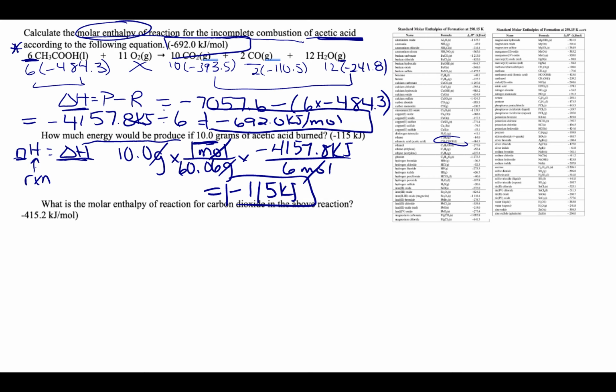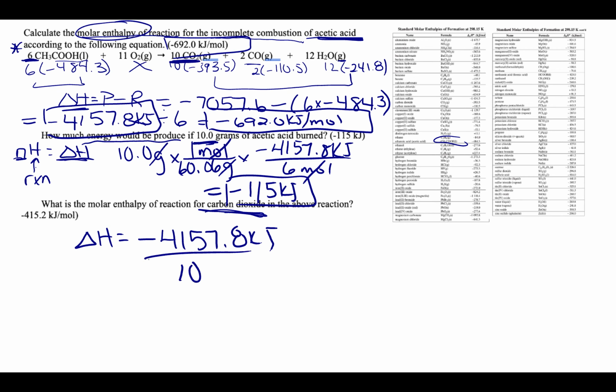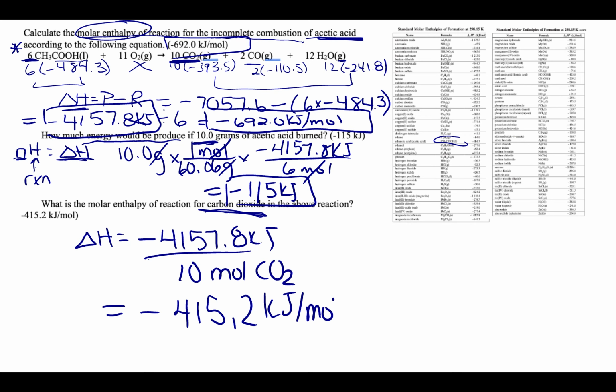Now the very last one, asking about the molar enthalpy of the reaction for carbon dioxide. We're still using that same delta H of the reaction, negative 4,157.8 kilojoules, right? What we calculated in that first question. But instead of dividing it by acetic acid, it's asking you about carbon dioxide. So we're going to take that value and divide it by 10 moles of carbon dioxide, and you'll get negative 415.2 kilojoules.